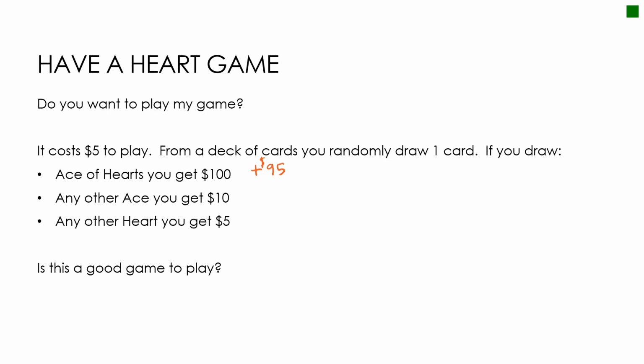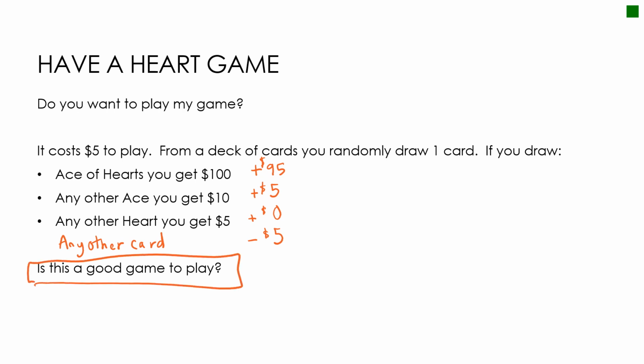And then any other ace, you get $10. So you're actually winning $5 because you've paid me $5 to play. Any other heart, you get $5, and so that means you're actually not winning anything. And any other card, which it doesn't say, because of course if I'm trying to sell you this game, then I wouldn't tell you what the bad thing is. Any other card, you're giving me your $5. Okay, and I'm asking, is this a good game to play?